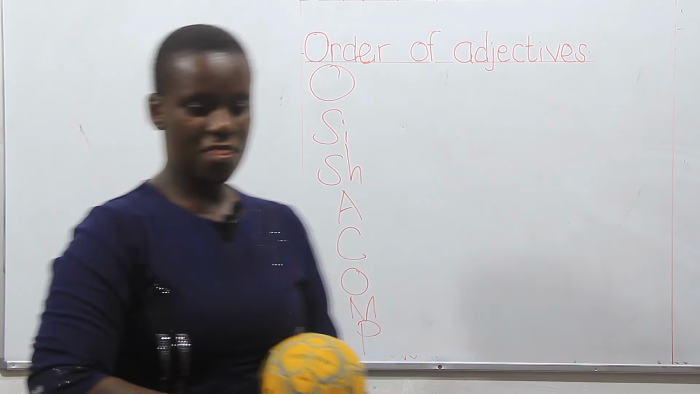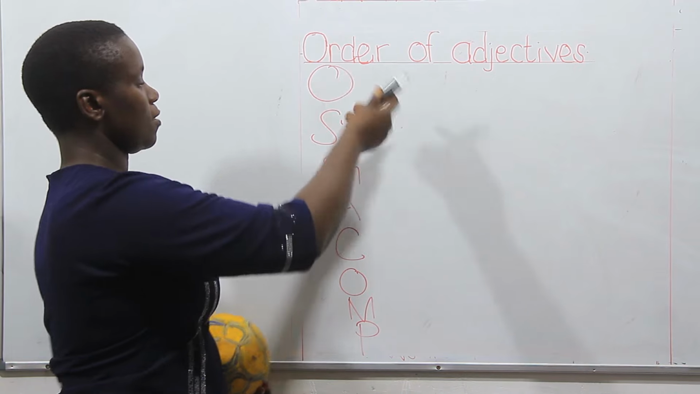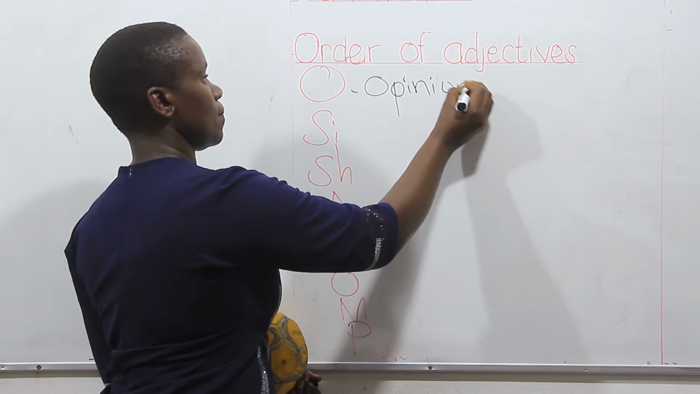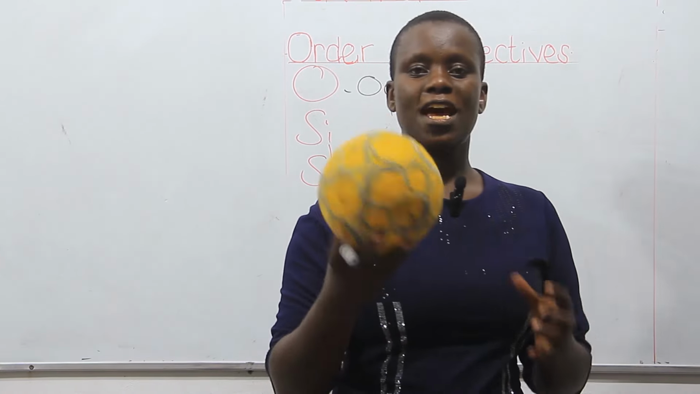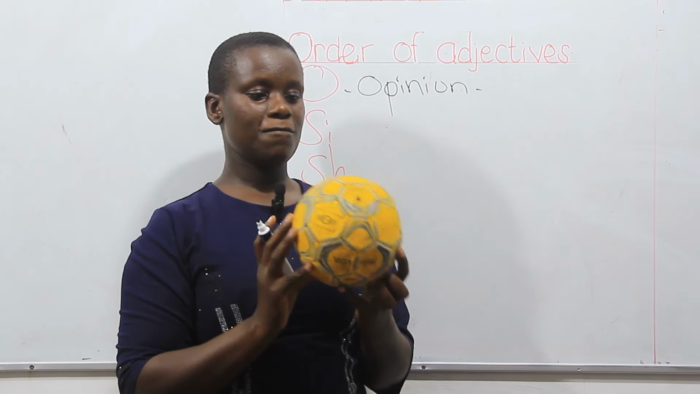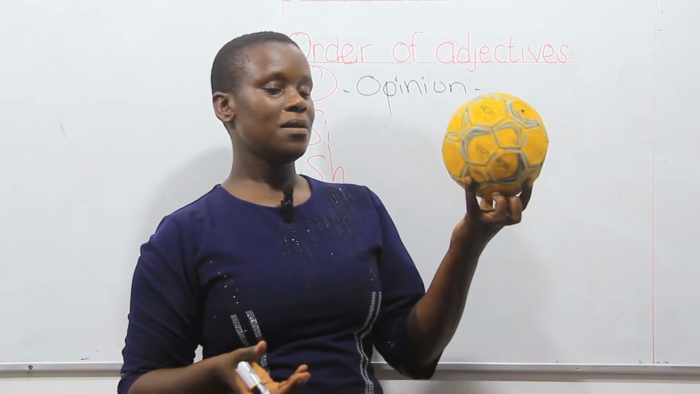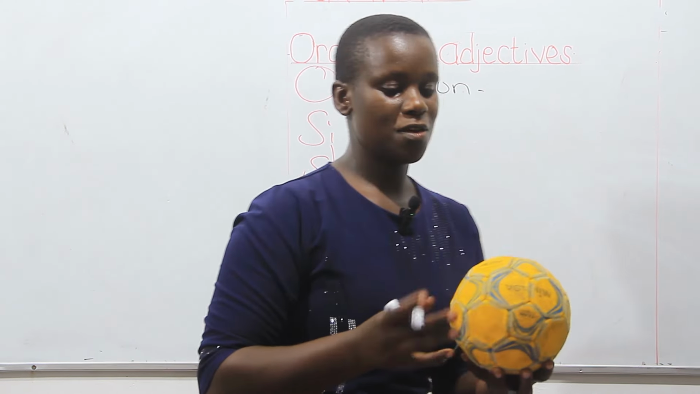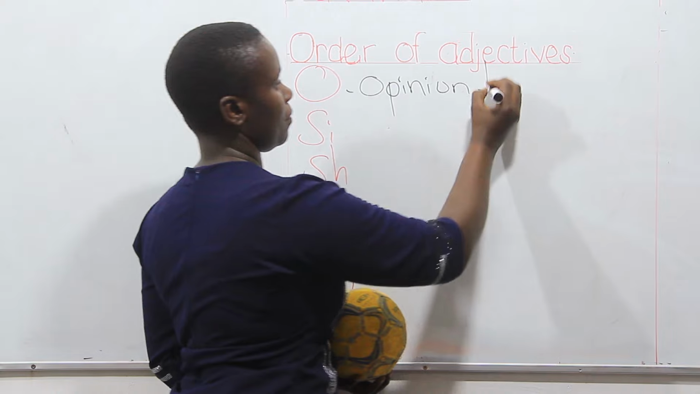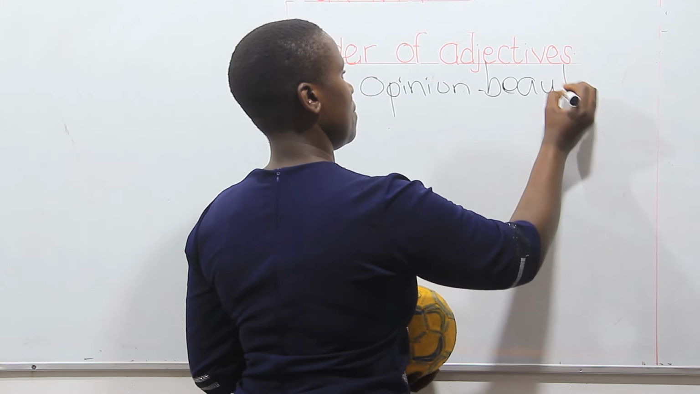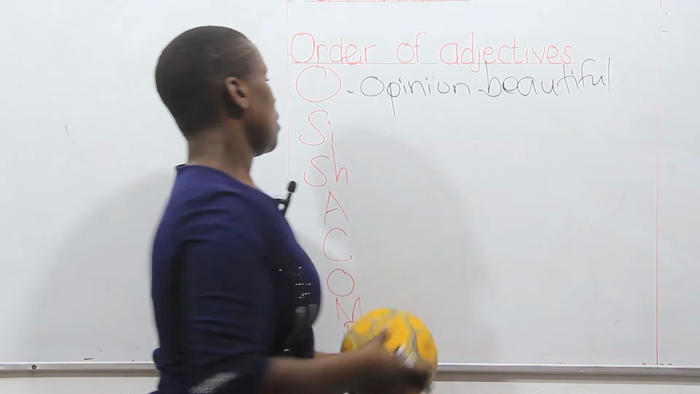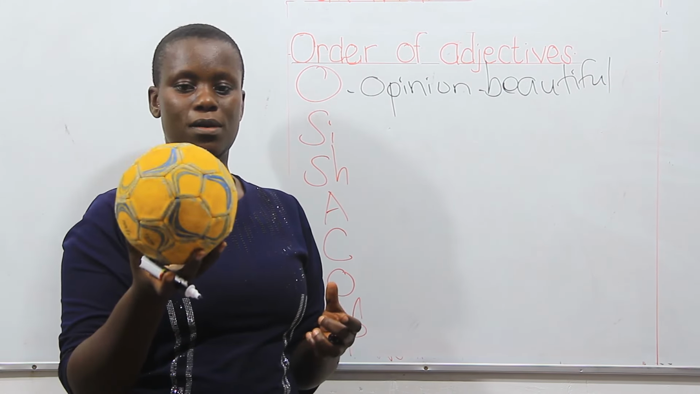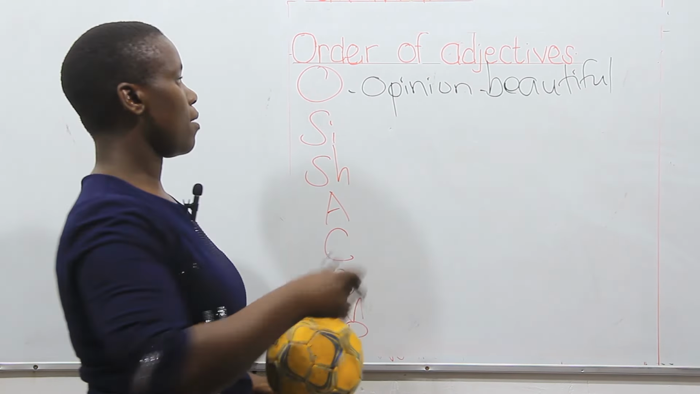Now, the O in our acronym stands for opinion. Opinion is what I think about the ball that I have. To me, I can say that it is beautiful, and to someone it can be ugly. So I choose to use the word beautiful since I am positive. So we say beautiful. C stands for size. Size, the size of this ball. We can say that the ball is small.